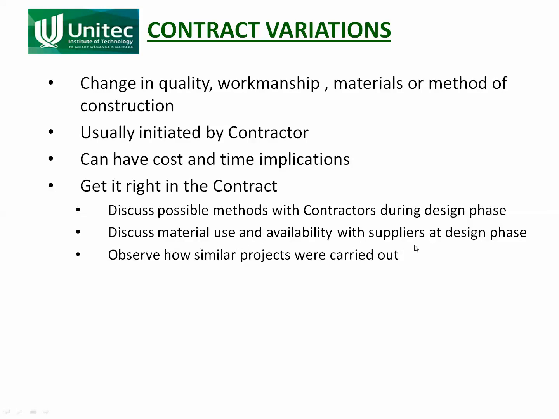material use and availability, you'll talk about that with suppliers in the design phase. For example, if you're doing a pump station, you'd ring up the pump supplier and say, when are the pumps going to be available? And if the pumps are going to take 6 months to be delivered, which sometimes they are, then you would write that into the specification that the contractor should order these particular pumps at the beginning of the project, for example.